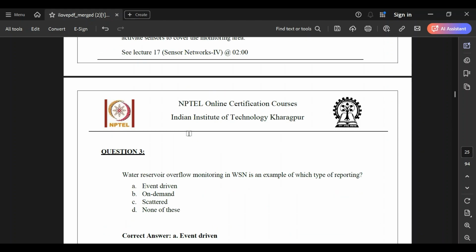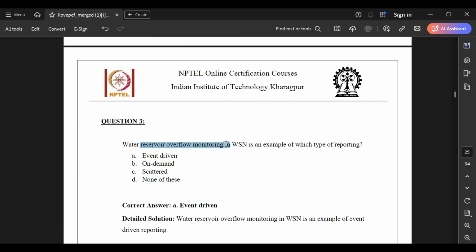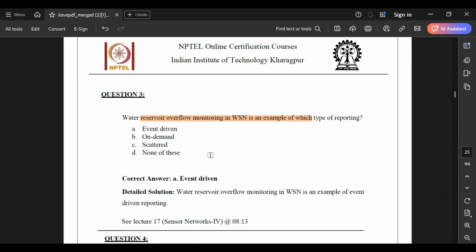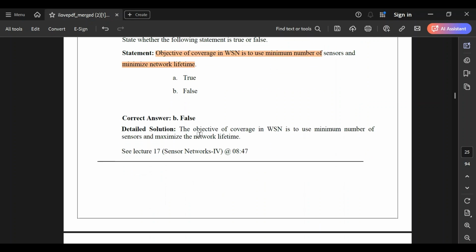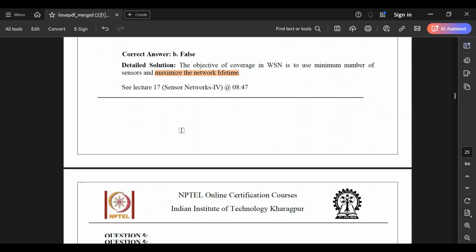So this is true. Water reservoir flow monitoring in WSN is an example of which type of reporting? So water flow reservoir, it is event driven, because of the event that is happening. The event is here: water flow of the reservoir. The objective of WSN is to use a minimum number of sensors and to minimize network lifetime. This is false, because it is not to minimize, it is actually to maximize the network lifetime.